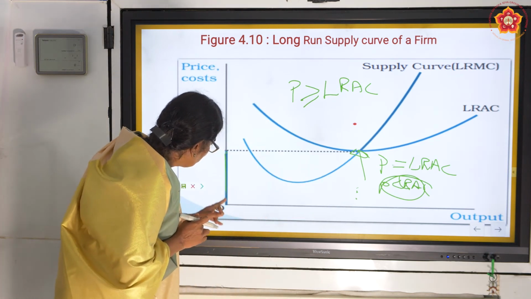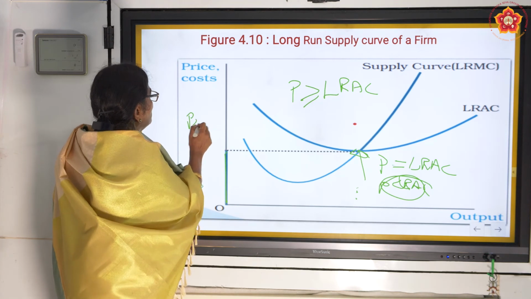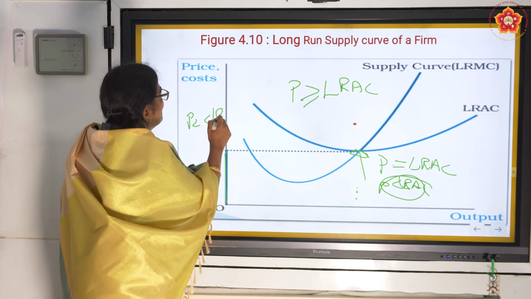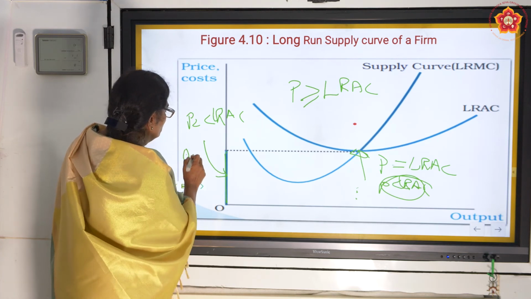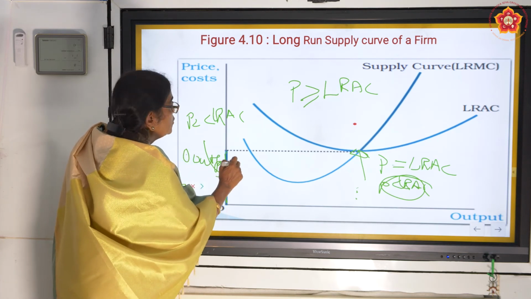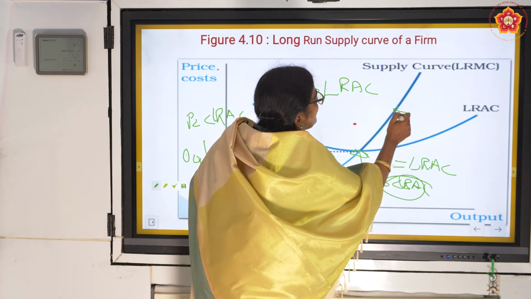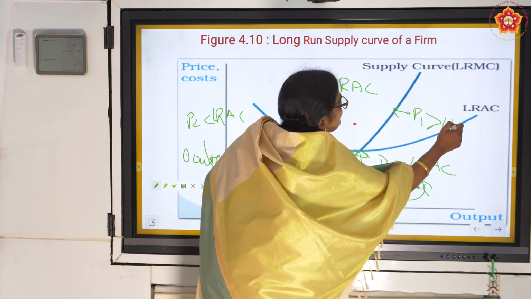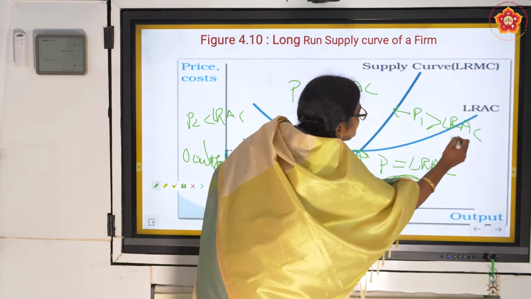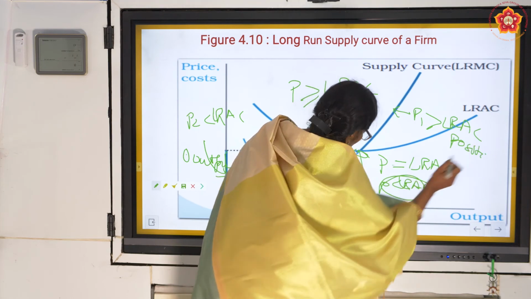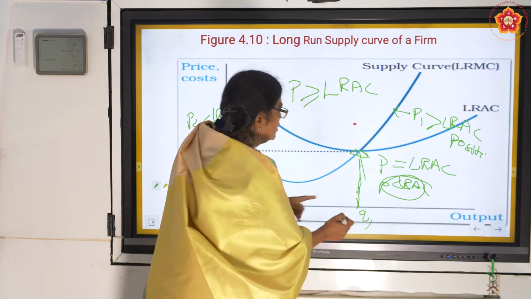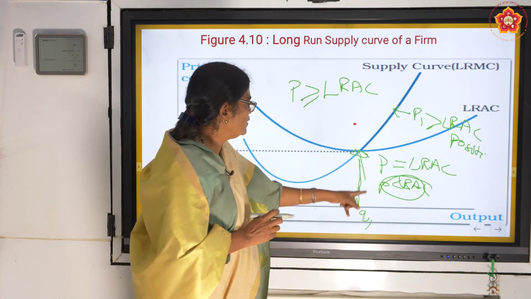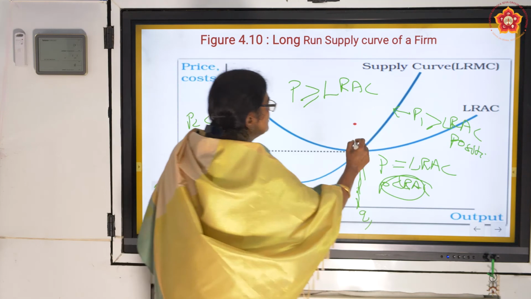At this price P2, we know P2 is less than LRAC. Therefore, what is produced? Zero output. Here, P1 is greater than LRAC, so we have a positive level of output, which we showed as Q1, though here they didn't mention Q1. Therefore, this is the supply curve.